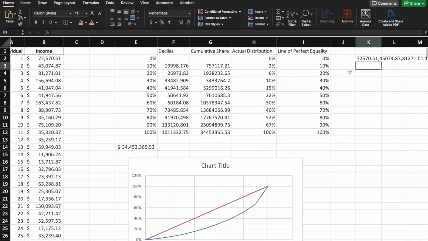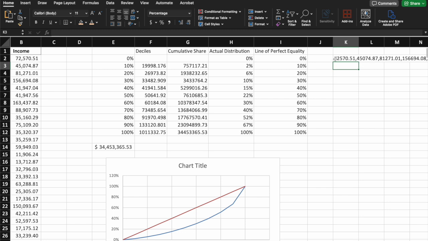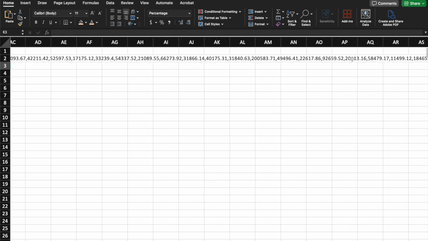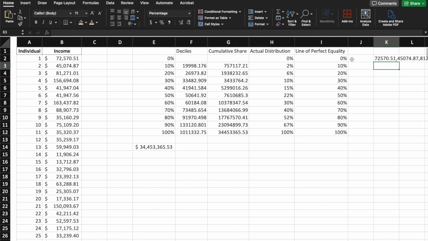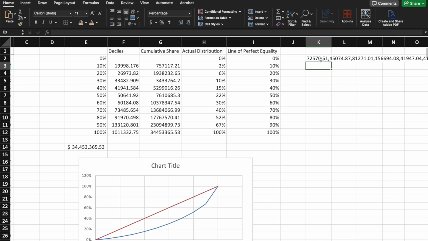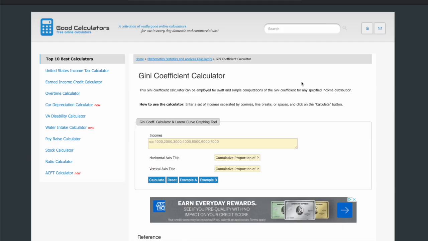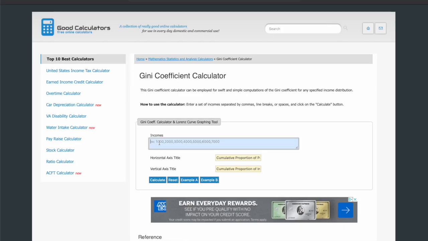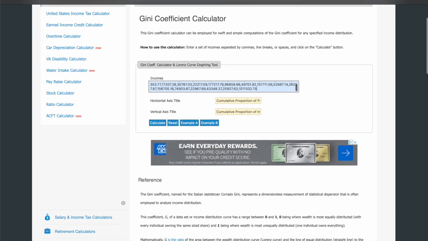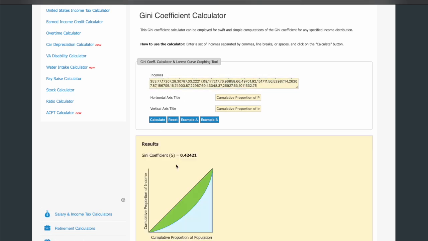Okay, so now you can see what it did here. It's put all of these together, and I mean, it goes on forever and ever, right? But it's joined in one place all of the incomes, each of them separated by a comma. So now we can just copy this, and we can jump back over to the Gini coefficient calculator and plug this in here. You can see that it entered all of these incomes in here separated by commas, and we can hit calculate. Okay, so here is our Gini coefficient.